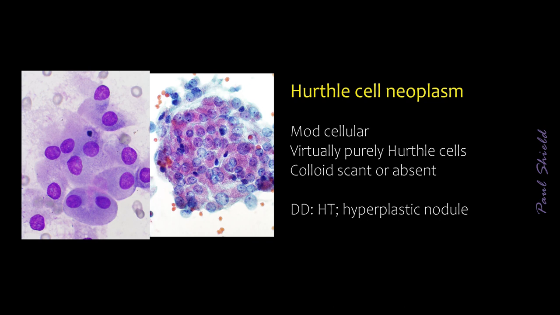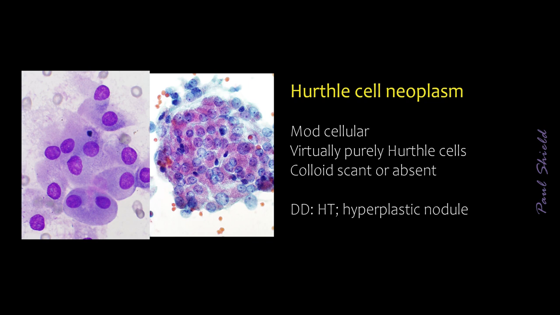When the Hurthle cells are neoplastic, they tend to be the sole population sampled. They tend to be almost more monomorphic, so a little less variation in nuclear size than normal, and nucleoli often are more uniformly large than are seen in normal Hurthle cells that are part of, say, a Hashimoto's thyroiditis.